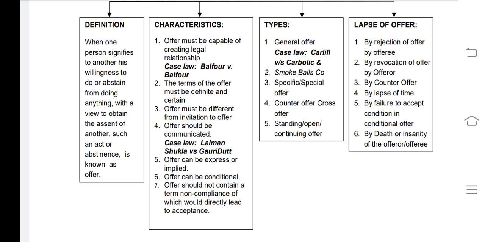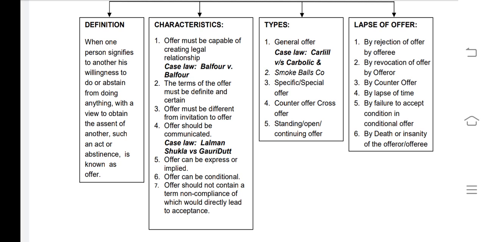Characteristics of an offer. There are certain essentials of an offer, that is, characteristics. The institute can also ask what the essentials of a valid offer are. Essentials and characteristics are the same.